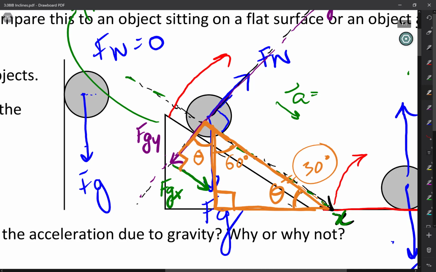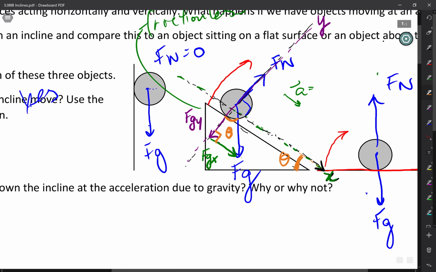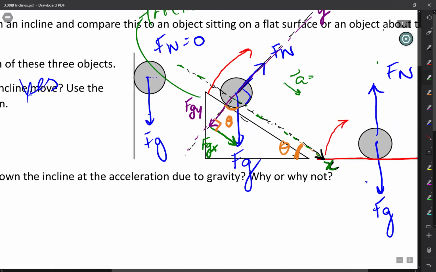So anytime you're confused about an angle, use the rules that you learned about geometry to help you figure out all those angles. I have just left here the angle of our incline being theta, and the angle between FG and the y-axis is also theta, which gives us the ability to write FGX and FGY in terms of FG based on this right triangle.